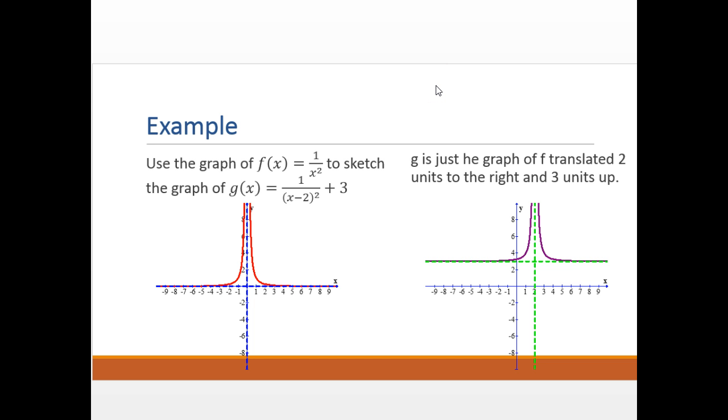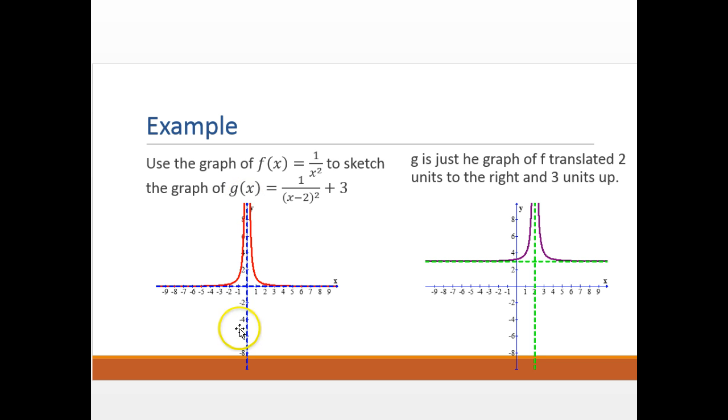Now we can actually take rational functions and do some of what we've already done before. We've shifted functions around. We looked at the graph of f of x equals 1 over x squared. That's this graph. We haven't really studied it much yet, but I can get the graph of g of x equals 1 over x minus 2 squared plus 3. We know the negative 2 is inside the function, so it shifts left and right, and it does the opposite. So this negative 2 here actually translates the graph 2 units to the right.